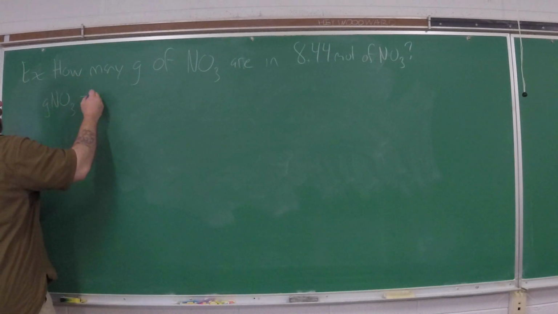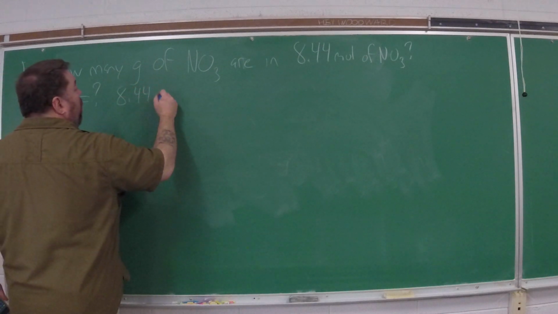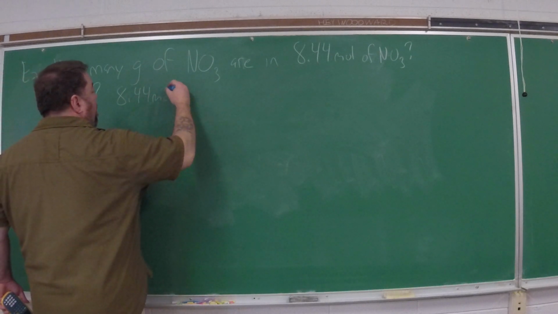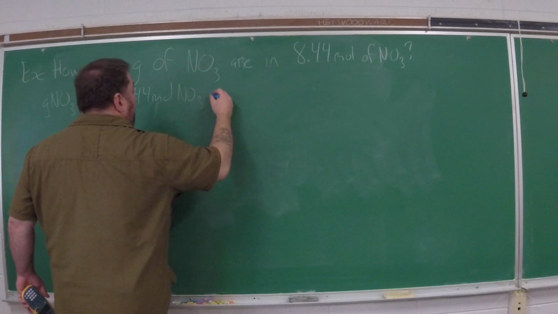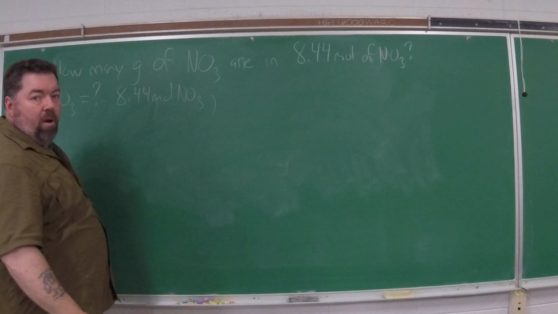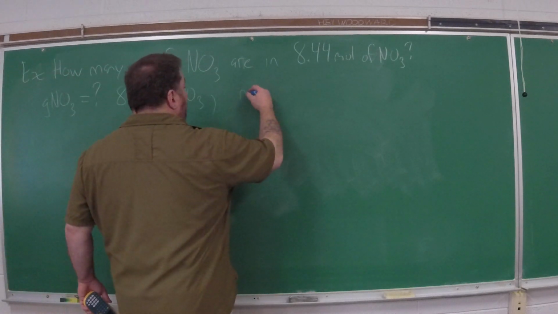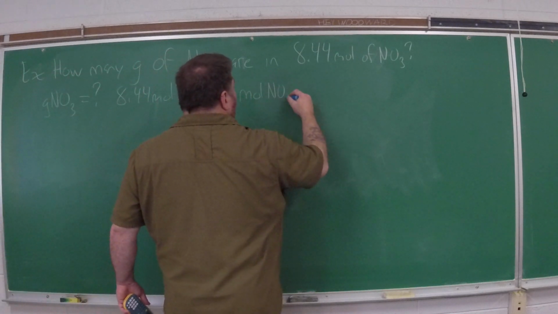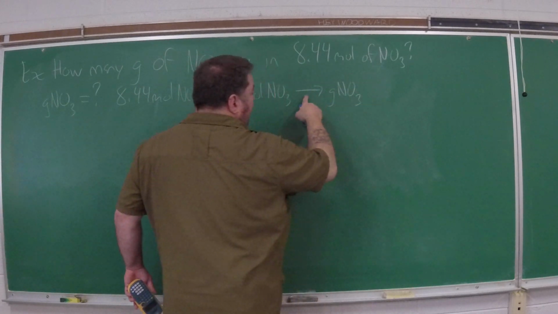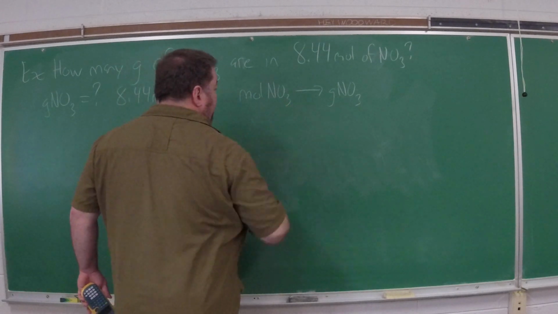We want to know grams of NO3. What's it giving us? 8.44 moles of NO3. So what am I going to do? Again, going to use the definition molar mass to go between grams and moles. So I'm going to go from moles of NO3 to grams of NO3. Again, where the arrows are ratio, and it's going to be the molar mass.